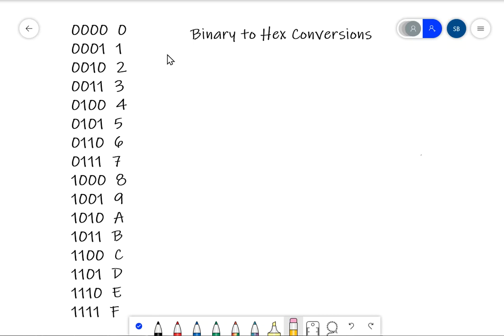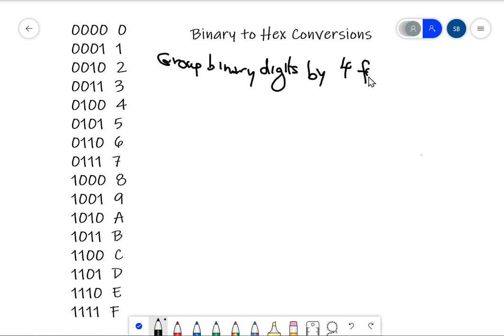So that's there. So very related to that is our procedure, and let's write our procedure down. So we're going to group our binary digits by 4. And I'm going to do that from the right hand side. And we know on the right hand side of a binary number is the least significant bit. And the right is the important thing. So that's our procedure. We can go right to an example.